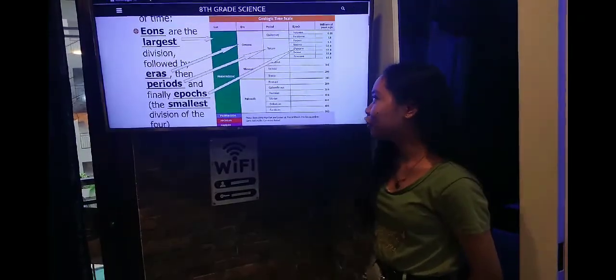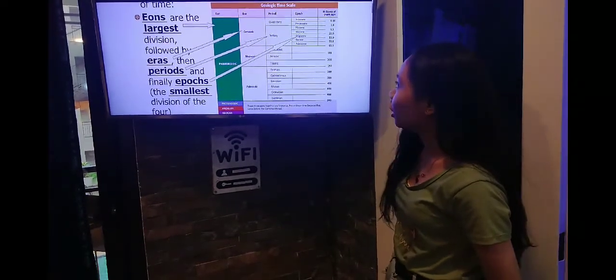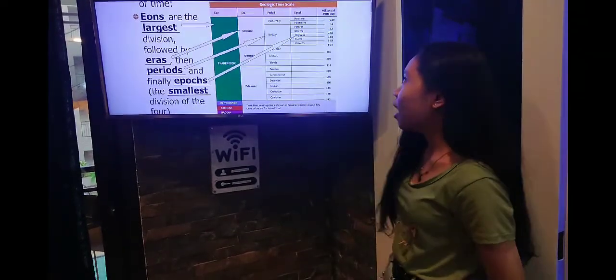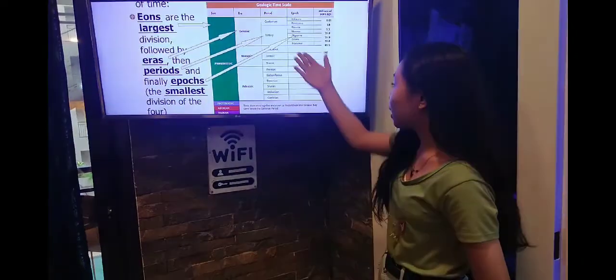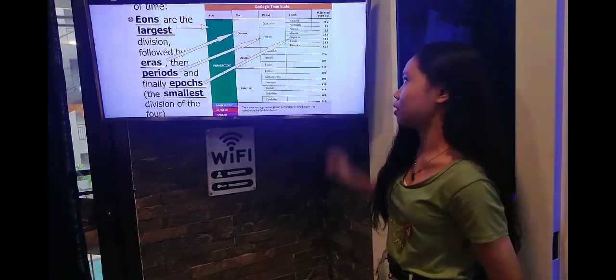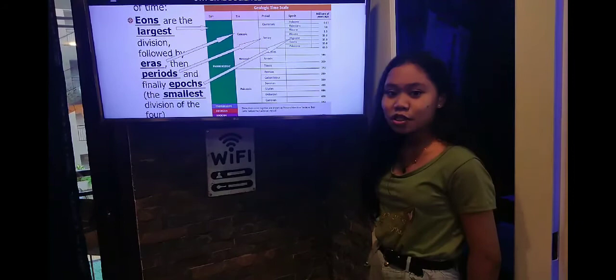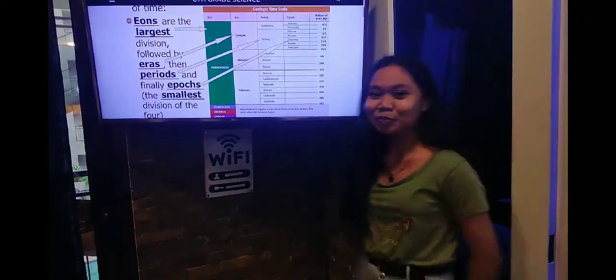Now let's move on to Cenozoic. So Cenozoic has two periods. They are Tertiary and Quaternary. And Tertiary has five epochs, and that is Paleocene, Eocene, Oligocene, Miocene, and Pliocene. And Quaternary has two epochs, and they are Holocene and Pleistocene.